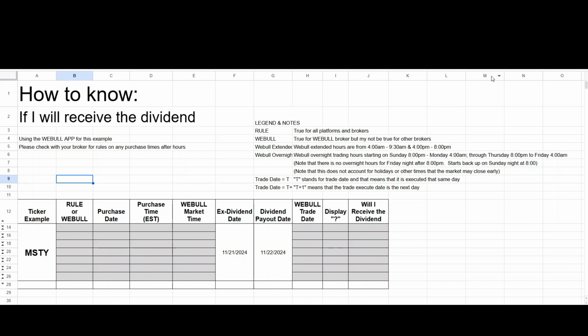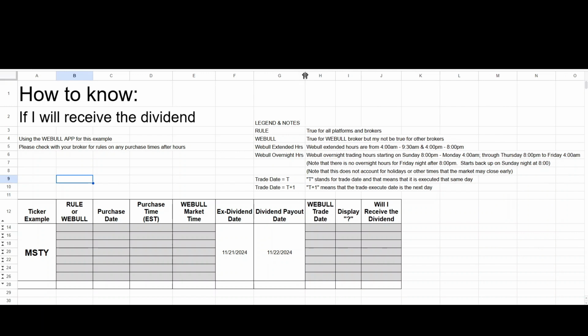There are a couple things that could add a little bit of confusion as well, especially with Webull, now that they are offering the extended hours and the overnight hours. It is a little confusing to know if the overnight hours or the extended hours fall under that same rule. If you buy it during the extended hours or during overnight hours, do you still receive that dividend? So let's just take it step by step right here.